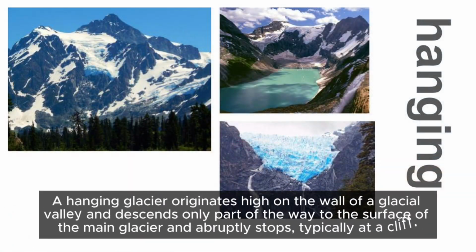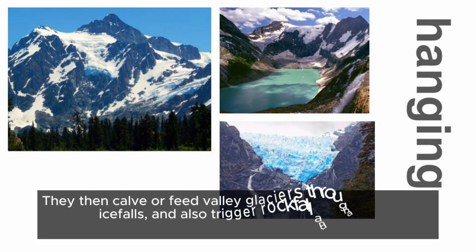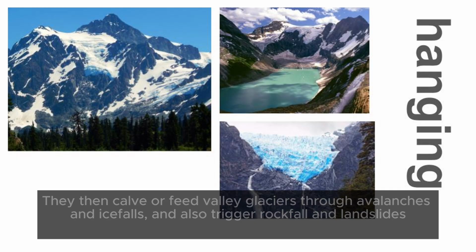A hanging glacier originates high on the wall of a glacial valley and descends only part of the way to the surface of the main glacier and abruptly stops, typically at a cliff. They then calve or feed valley glaciers through avalanches and ice falls, and also trigger rockfalls and landslides.